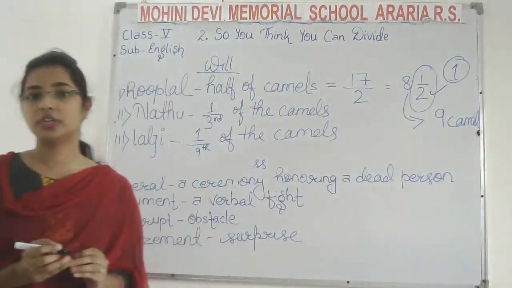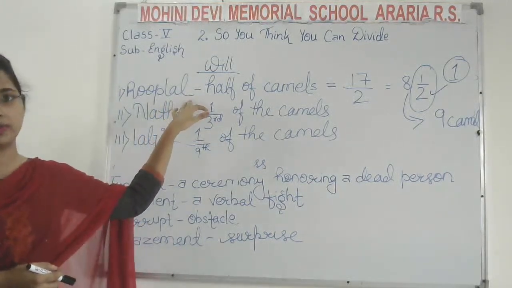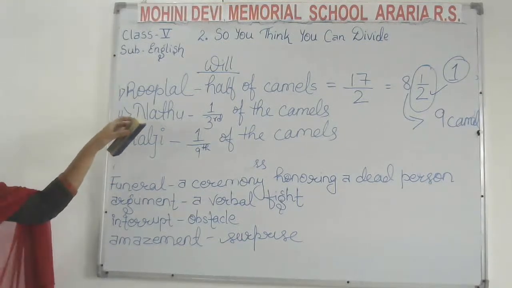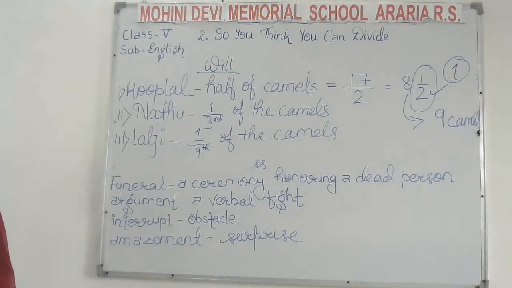But the two other sons disagreed with the decision of Rupla. The other two brothers looked stern and silent. They shook their heads from side to side to show they didn't agree with their brother's idea. You know, said Naku, you are already getting the biggest share. Why should you get half a camel more?